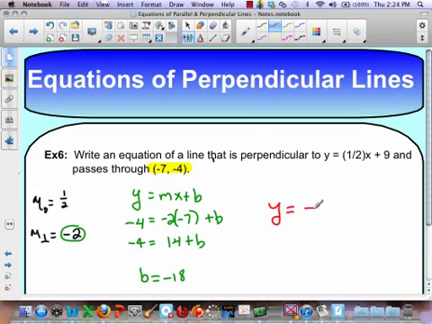All right, so go back to our final template. y equals -2x minus 18. Woo, was that hard? No.